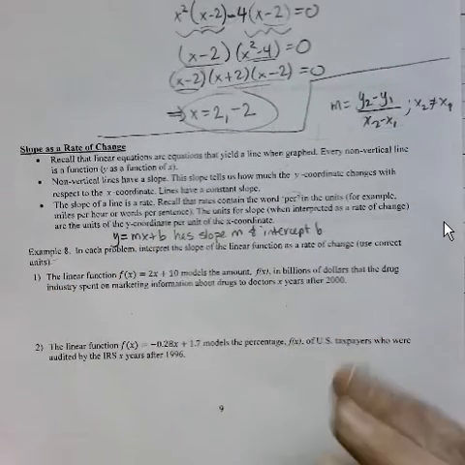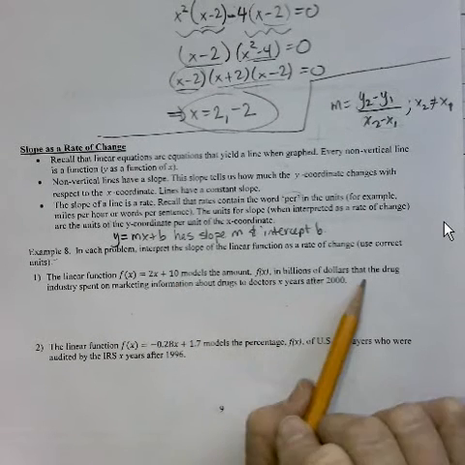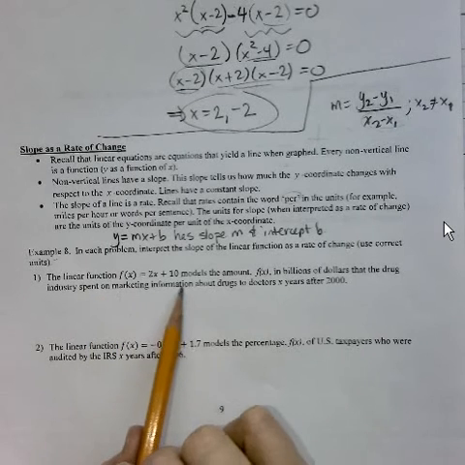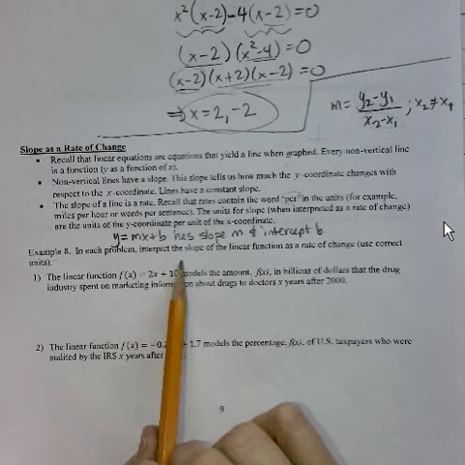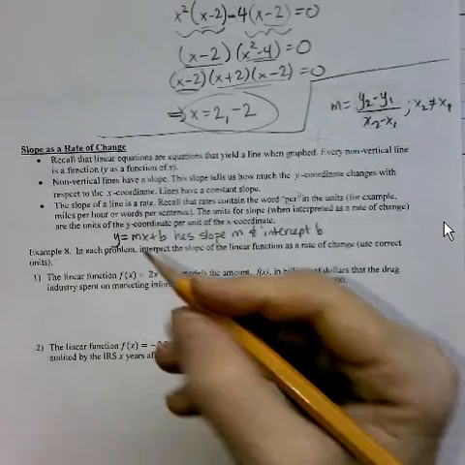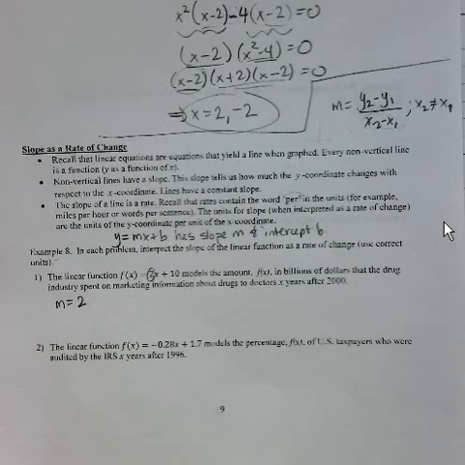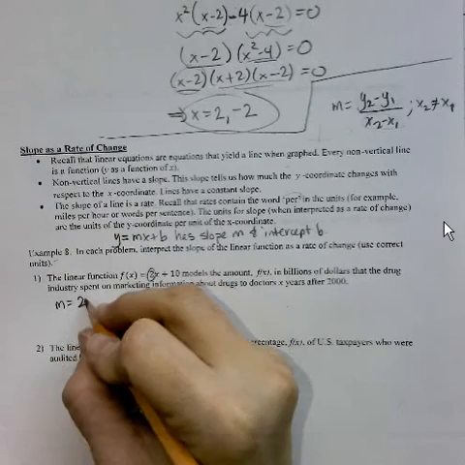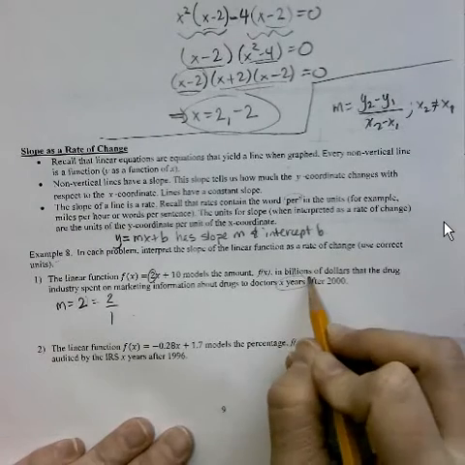So this linear function, f at x is 2x plus 10, models the amount, f at x, in billions of dollars that the drug industry spent on marketing information about drugs to doctors x years after 2000. So in this problem, we want to interpret the slope as a rate of change. And so the slope is 2. And then I say use the correct units. So the slope is 2 means something is changing 2 units per 1 unit. And here's where understanding the labels is going to help you. The x is measured in years, and the y is measured in billions of dollars.